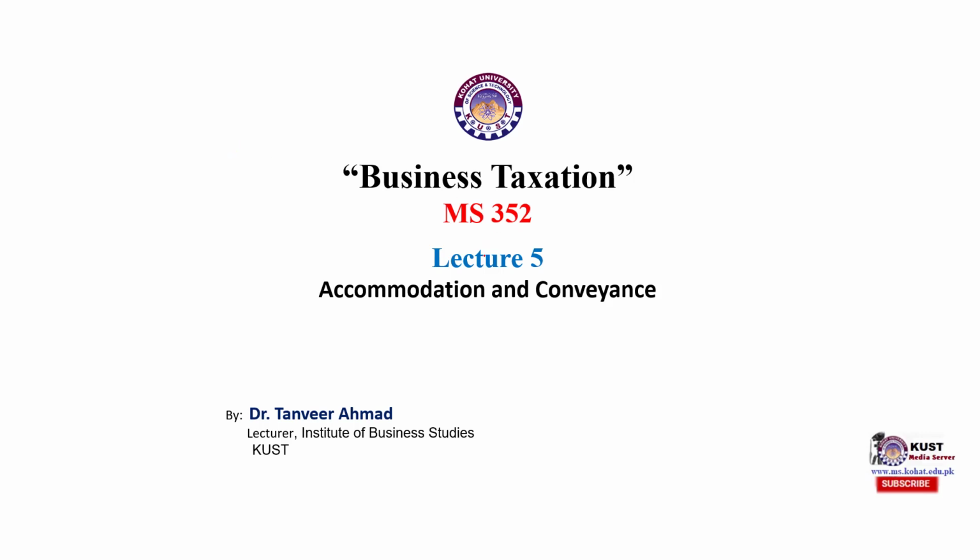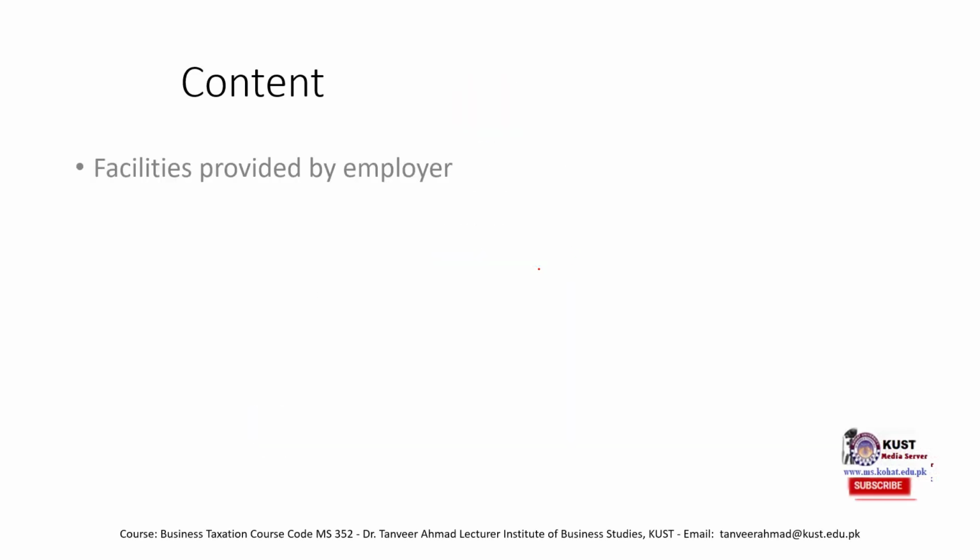Welcome to lecture 5 of business taxation. In this lecture we are going to understand how to calculate tax amount on accommodation, where we would also see house rent allowance and the accommodation facility that is provided by the employer. And then we are also going to look towards the conveyance facility and conveyance allowance. So let's look at the contents of this lecture.